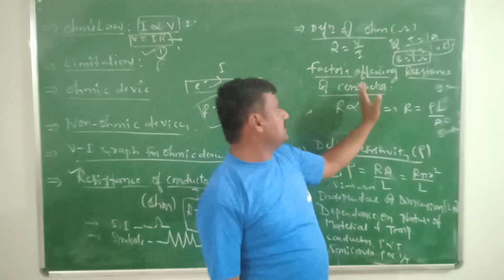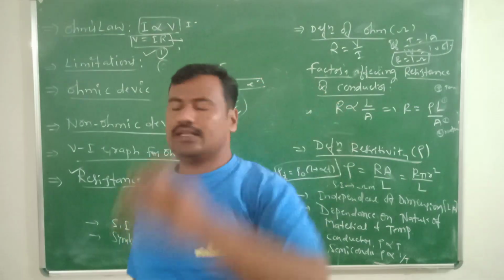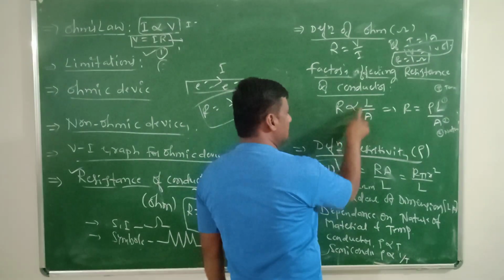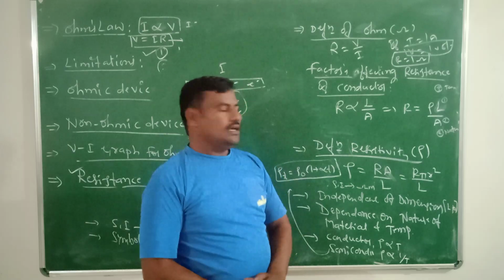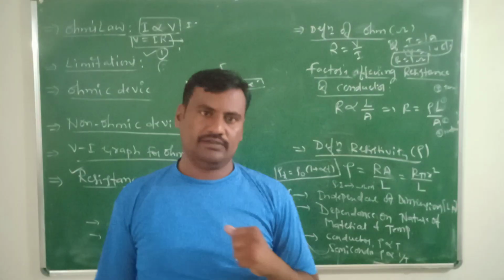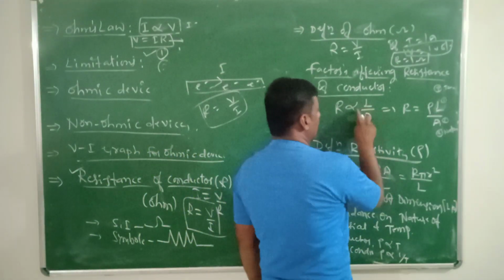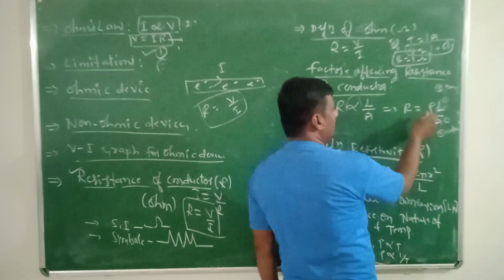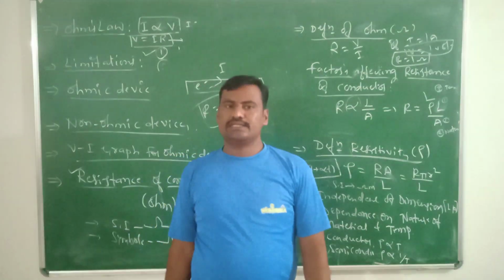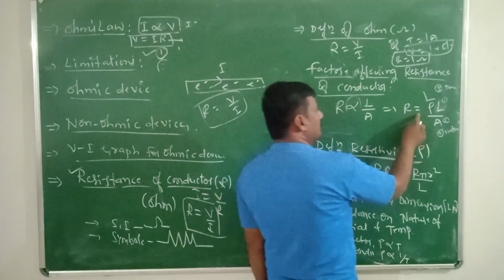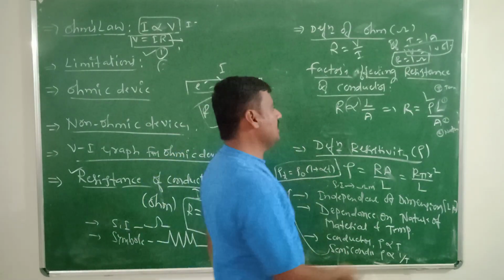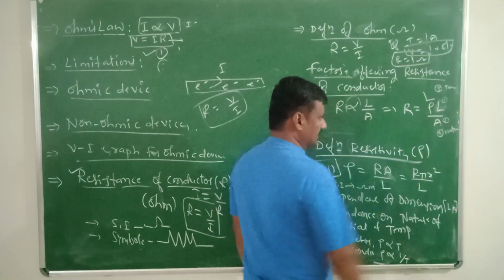Now we discuss the factors affecting the resistance of a conductor. Resistance of a conductor is directly proportional to the length of the conductor, and inversely proportional to the area of cross section of the conductor. This proportionality uses one more constant term, called rho. This rho is the resistivity of the conductor. We will discuss what resistivity is. R equal to rho L divided by A.